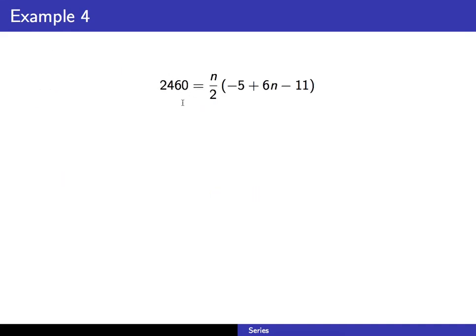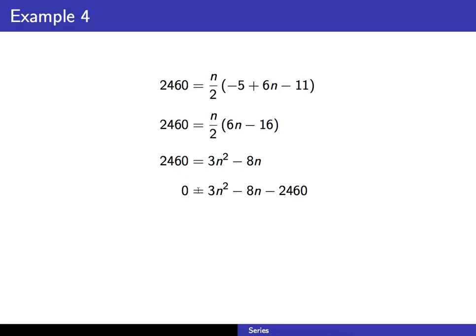So 2,460 equals n over 2 times our first term, negative 5, plus our last term, 6n minus 11. So simplifying inside parentheses, we have 6n minus 16. Distribute 1/2 n to each of those terms. We get 3n squared minus 8n. Get this equal to 0 by subtracting the sum from both sides. And now we'll get n is negative 27.3 repeating, and then 30, which the only valid answer here is 30.